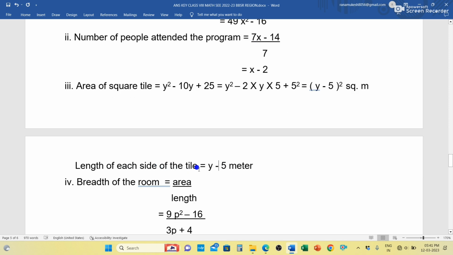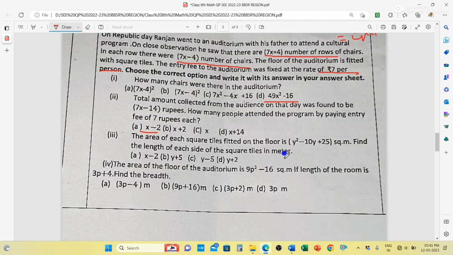Now the length of each side will be the square root of the area, because area equals side into side, that means length into length. So the length will be the square root of the area. The square root of (y minus 5) whole square equals y minus 5. So here the length will be y minus 5 meter.